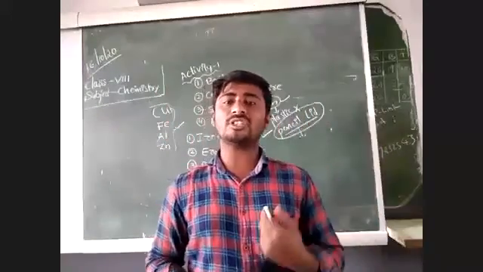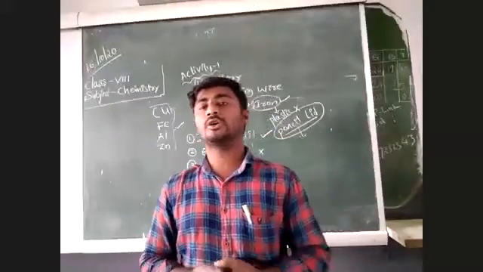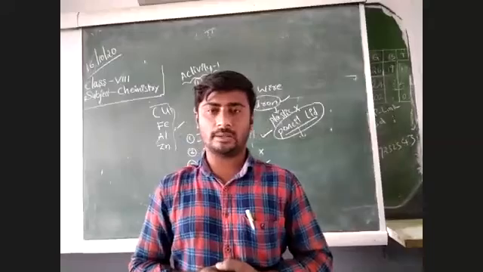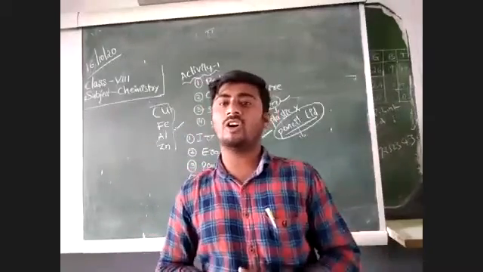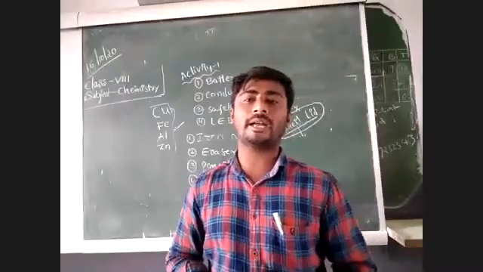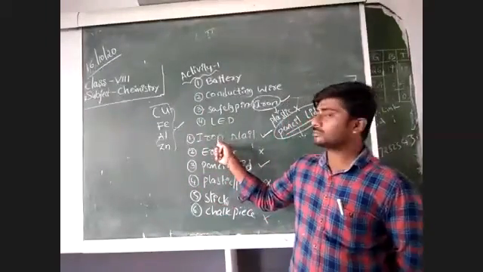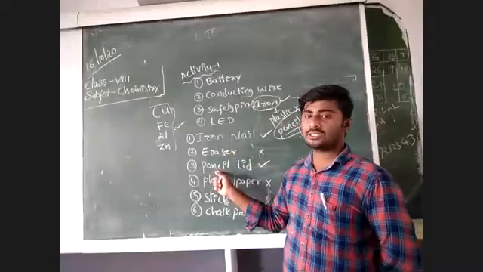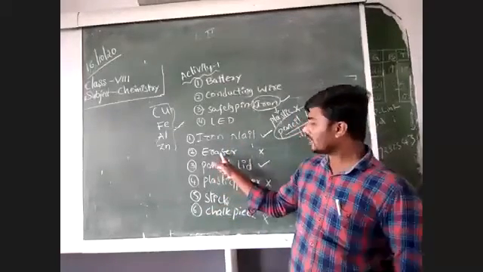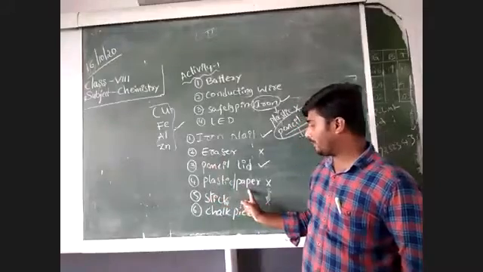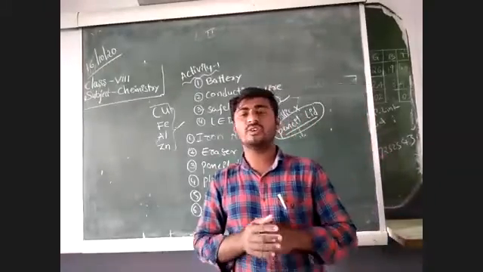The materials which allow the electric current to pass through them, we call good conductors of electricity. The materials which do not allow the electric current, we call insulators or bad conductors of electricity. From this, we can say that iron and pencil are good conductors of electricity, whereas eraser, plastic or paper, wooden stick or chocolate, all these are bad conductors of electricity.